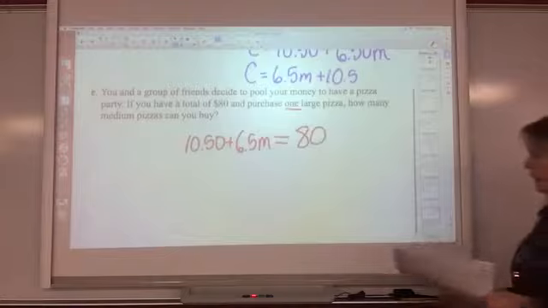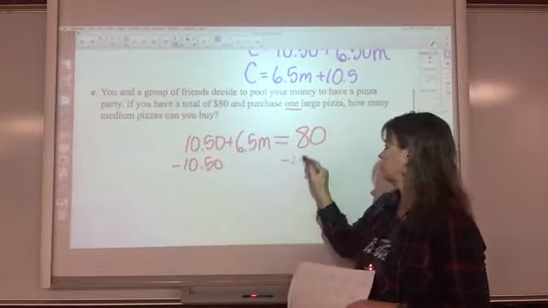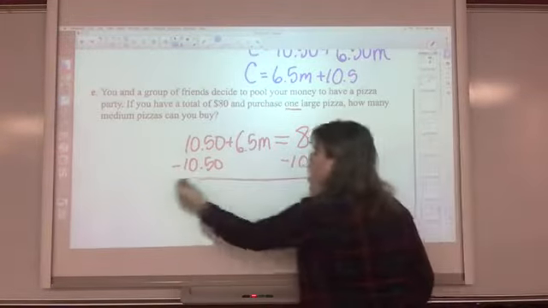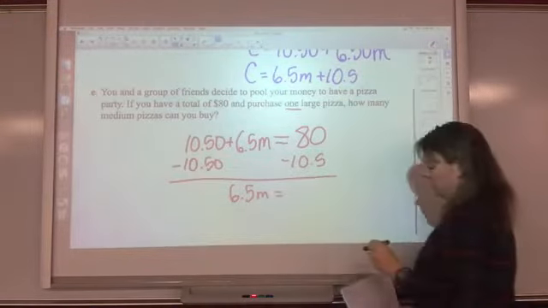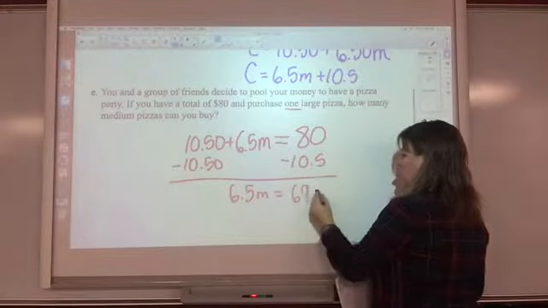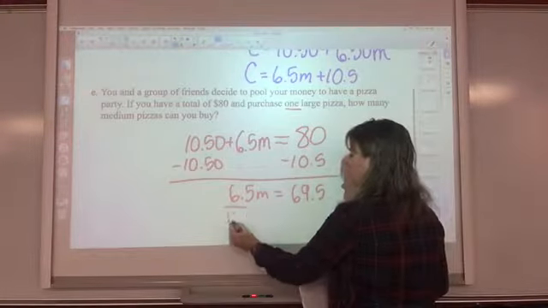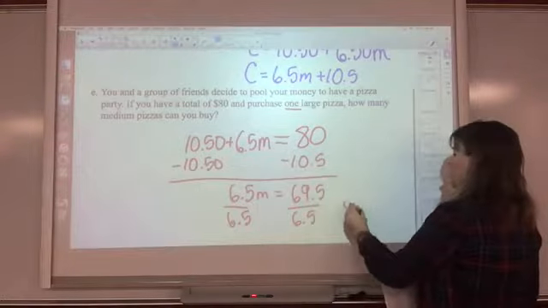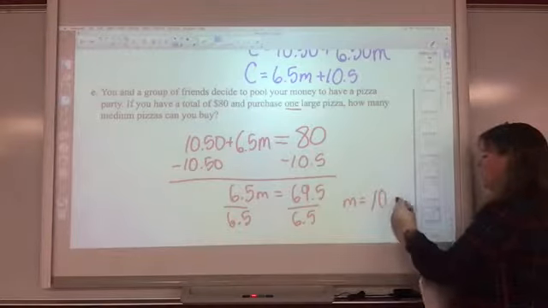Do the math. Subtract $10.50 from both sides. From there, we have 6.5m, and 80 minus 10.50 is 69.5. Divide by 6.5. And mathematically, you find out the number of medium pizzas comes out to 10.69.